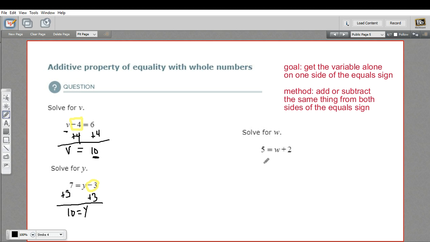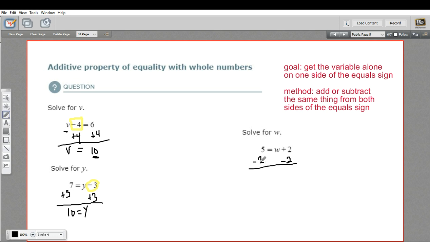All right, let's try one more. This one's slightly different. This time we have 5 equals w plus 2. And this property we're working with is called the additive property, but the same thing applies with subtraction. Subtraction is just adding a negative number. So what we can do here when we have w plus 2 and we want the w to be alone, to get rid of this plus 2, we do the opposite of adding, we subtract. But of course, we have to do that to both sides of the equal sign.